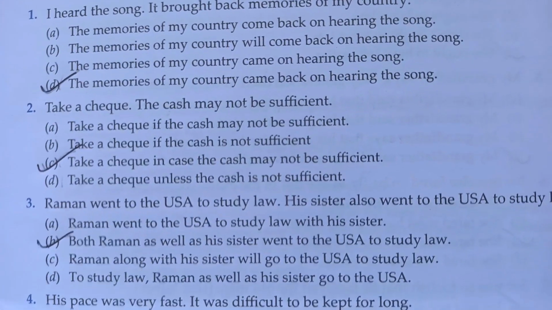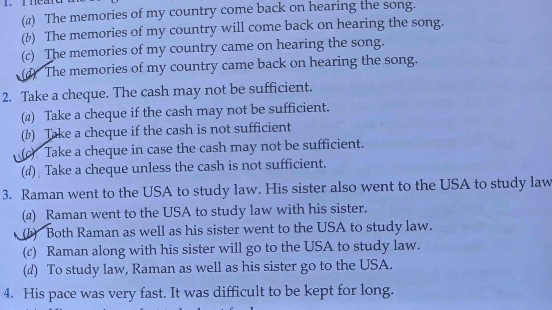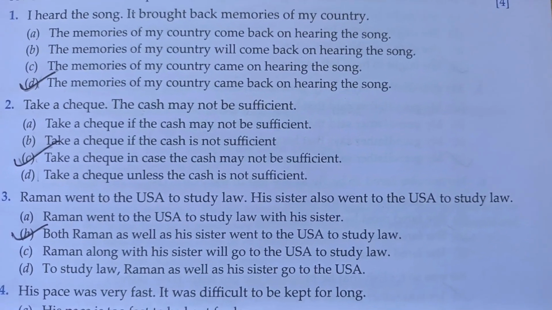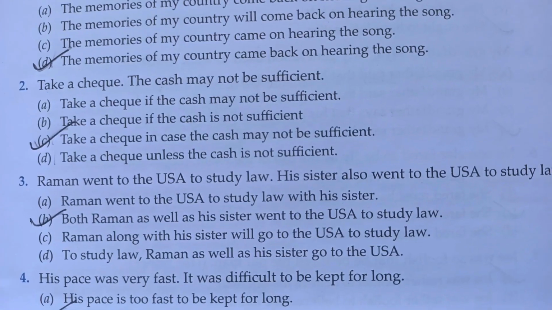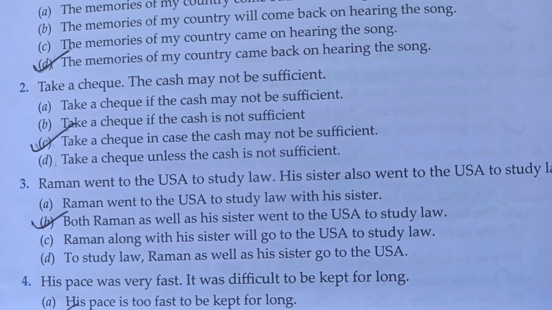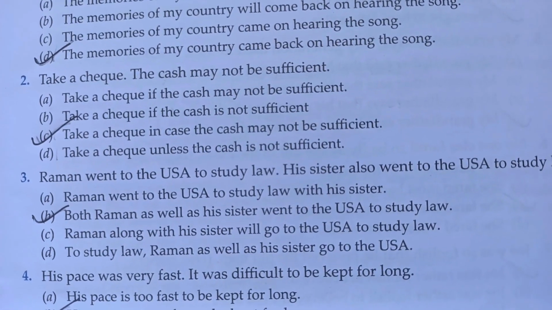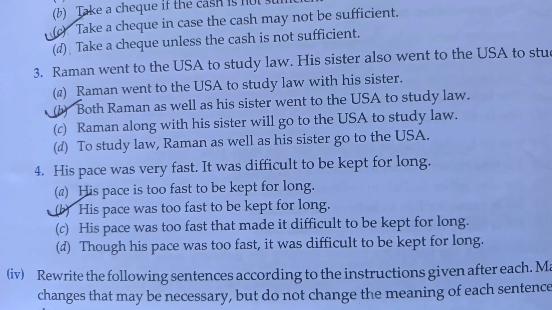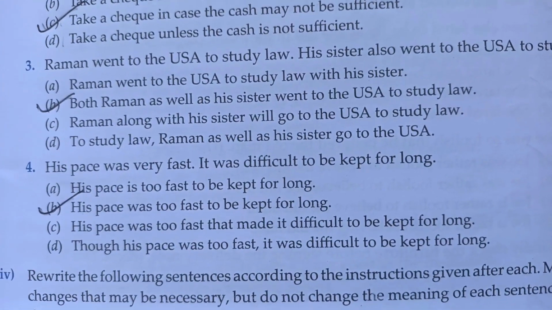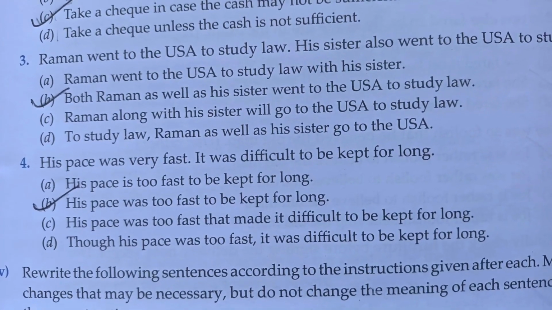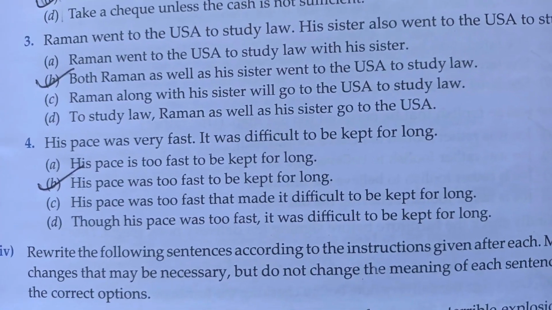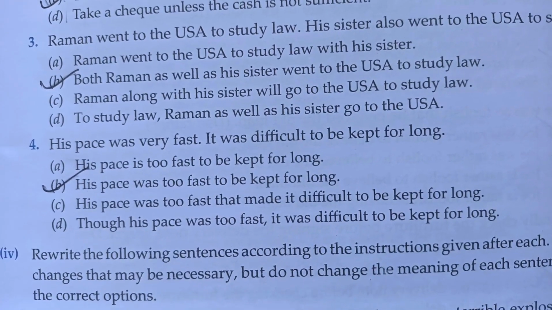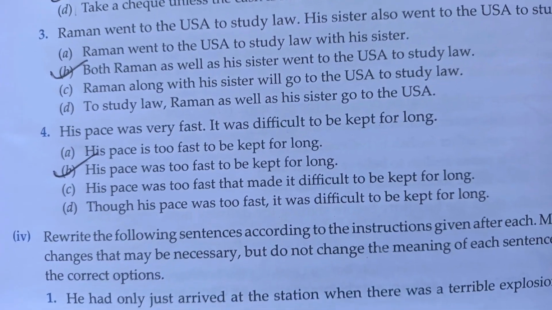Number 3, Raman went to the USA to study law. His sister also went to the USA to study law. So here option B is correct. Both Raman as well as his sister went to the USA to study law. Number 4, his pace was very fast. It was difficult to be kept for long. So here answer will be his pace was too fast to be kept for long.